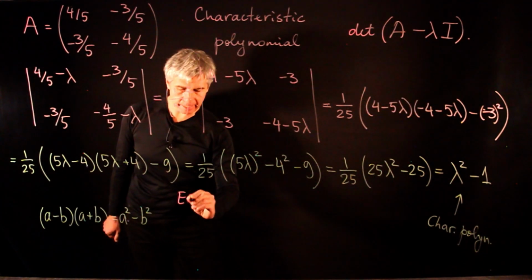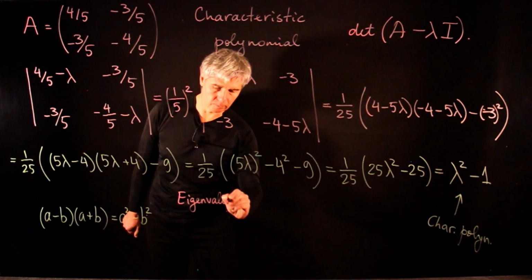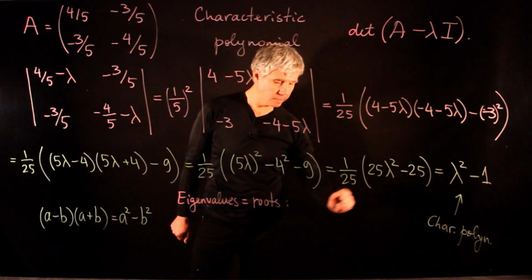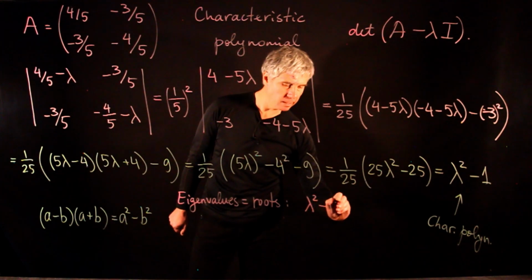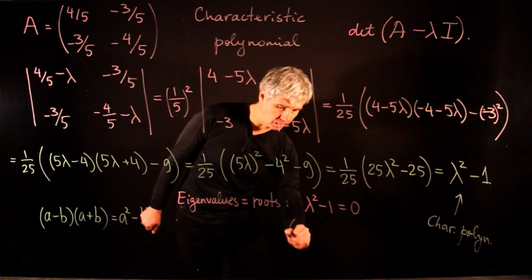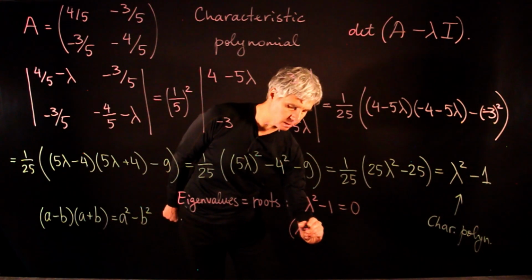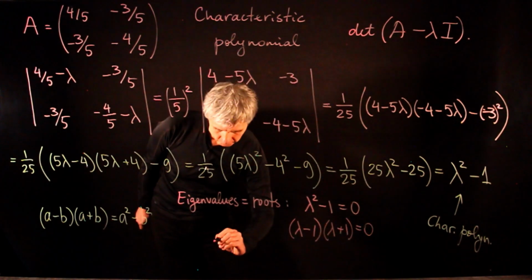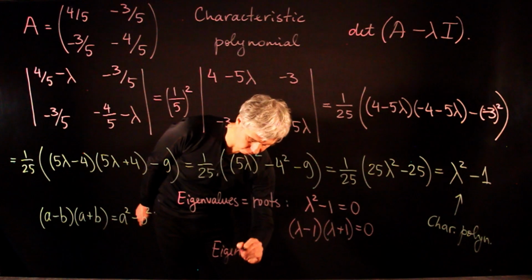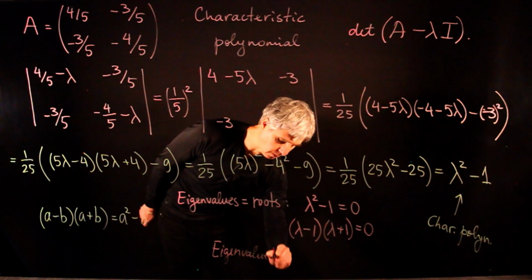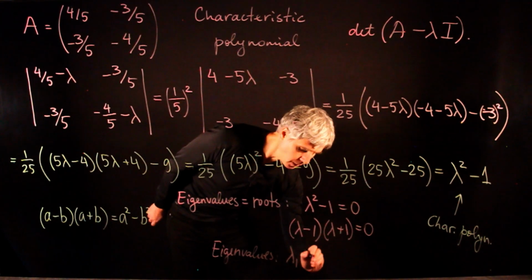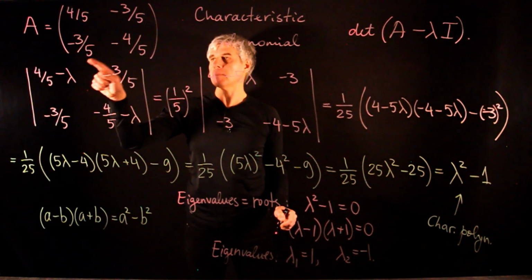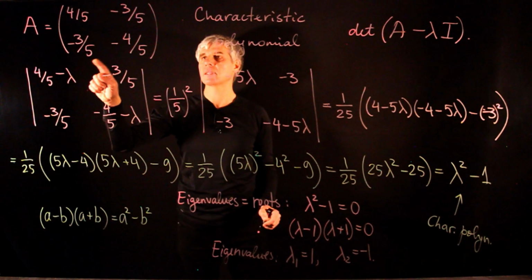So next, eigenvalues are roots of the characteristic polynomial. So we are solving the equation lambda squared minus 1 is equal to 0. But here this easily can be factored. So this is lambda minus 1 times lambda plus 1 is equal to 0. And what we see is that the eigenvalues are lambda 1 is equal to 1 and lambda 2 is equal to minus 1. So this tells us that this matrix has two eigenvalues, plus 1 and minus 1.